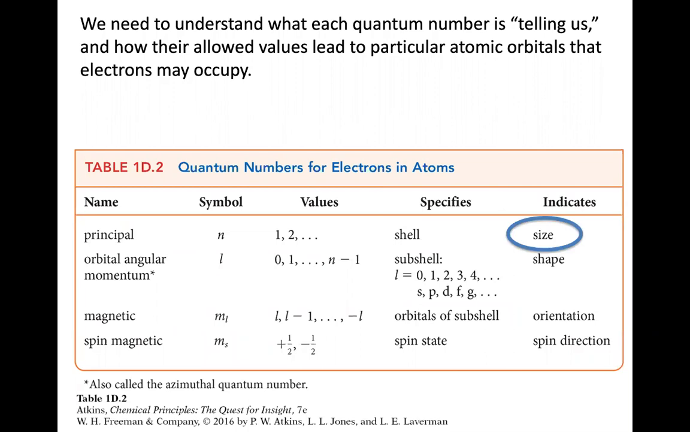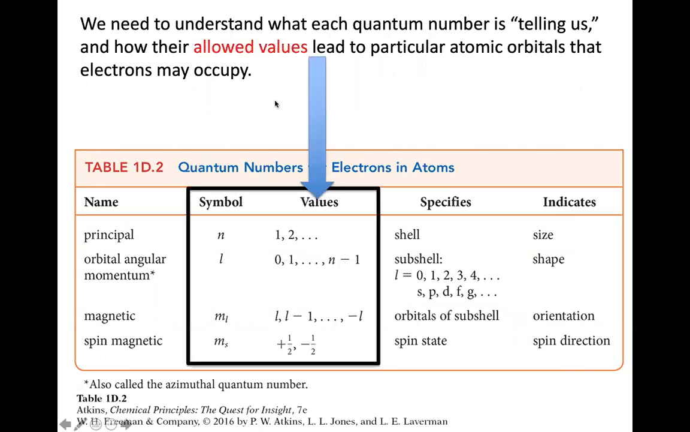So first of all, what are they telling us? The n value, the principal quantum number, is telling us something about the size of the orbital. The L value is telling us about its shape. The m sub L value tells us how that particular orbital is oriented, aligned in space. And we'll see that the last one, m sub s, tells us about the spin that that particular electron has.